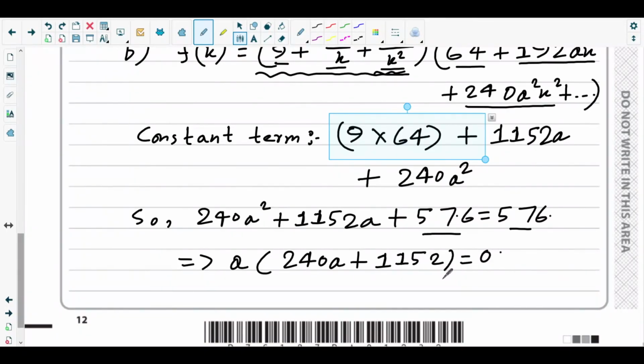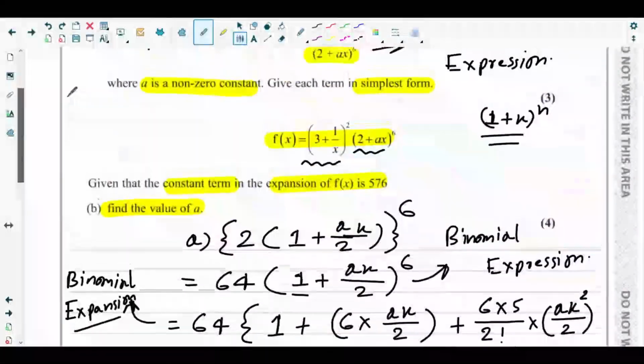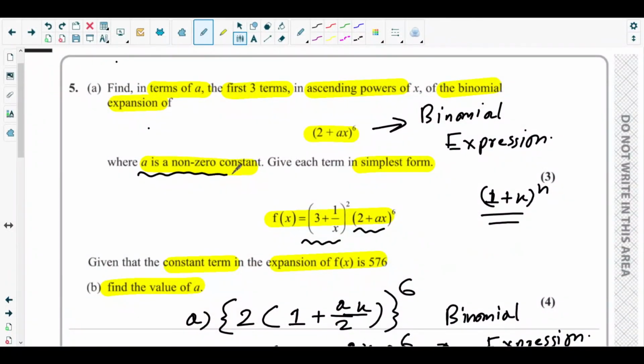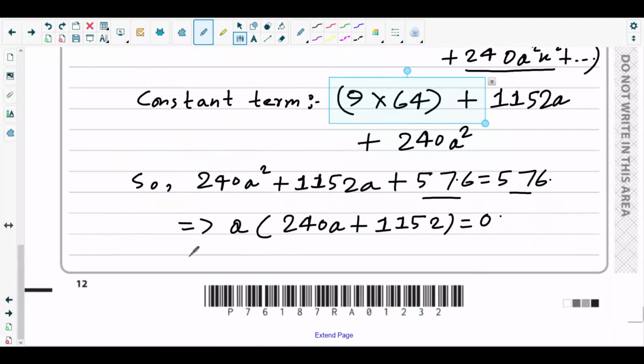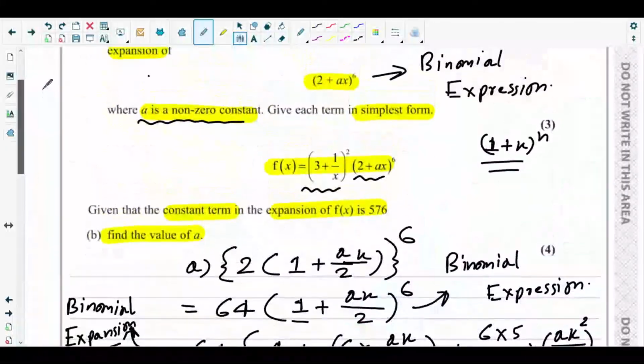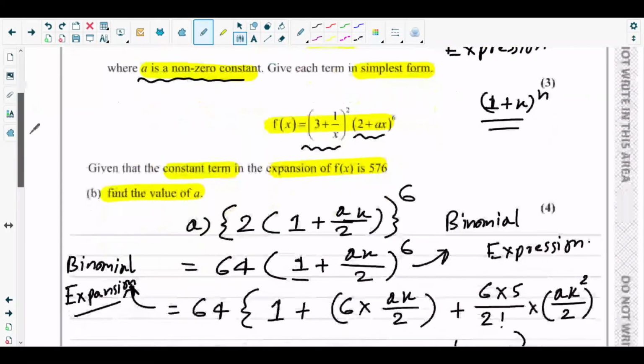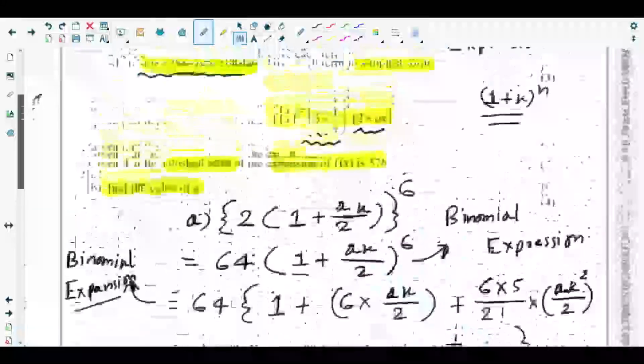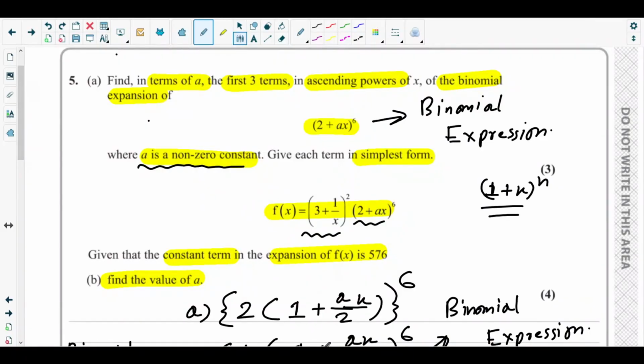So either a equals 0, but they clearly said in the question that a is a non-zero constant. Okay, so the only possible value for a is negative 1152 over 240. So what you will get, 1152 over 240, that would give you negative 24 over 5. Okay, so this is the value of a. Fine, and that's what part B of question number 5 has asked for.